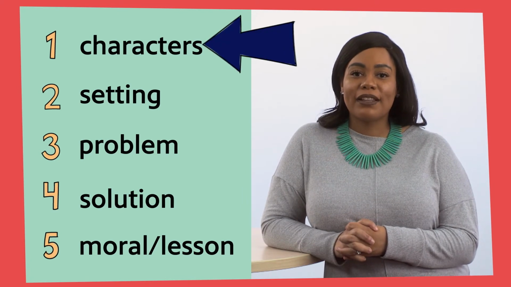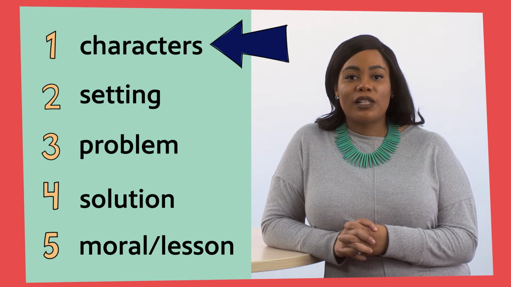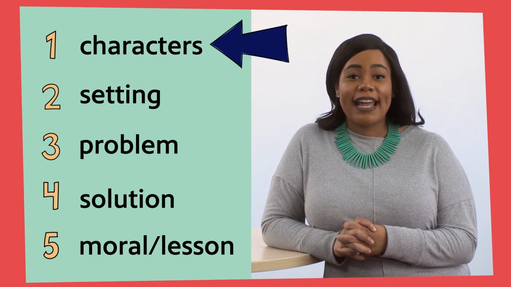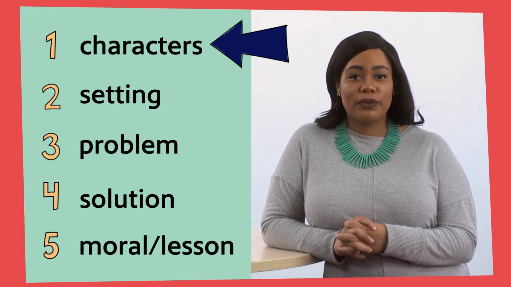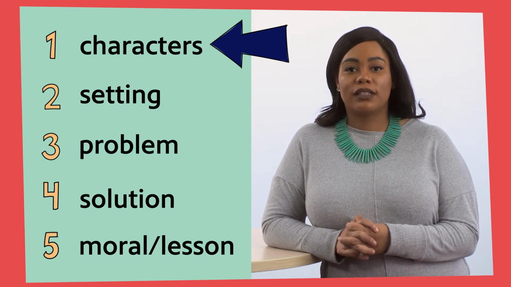When we are thinking about the characters, we want to think about what they look like as well as what they think, say, and how they act. For example, two stories might both be about a big red dog that is brave.